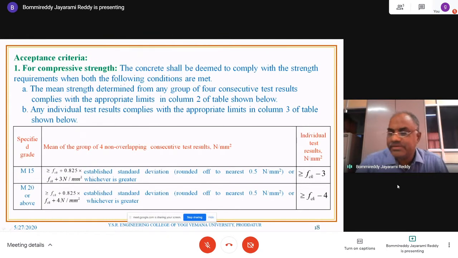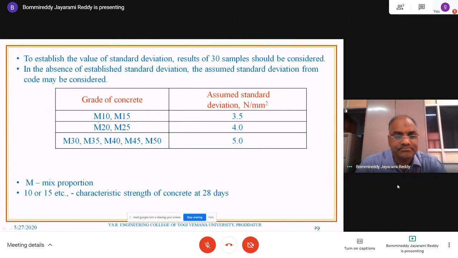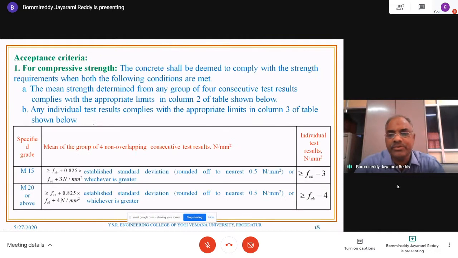Now, acceptance criteria. Before going for this, we will go to some other thing. Okay, no problem, because you know certain things. Acceptance criteria: whatever the compressive strength that you got from the results of the field, whether it is acceptable or not, that is to be observed now.